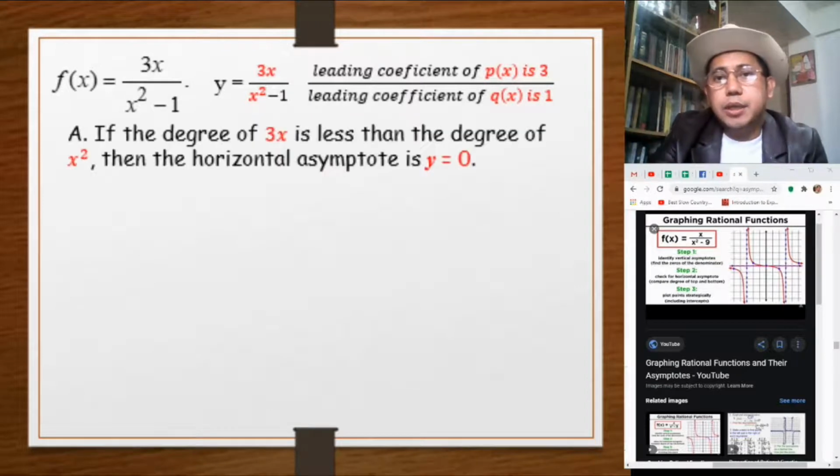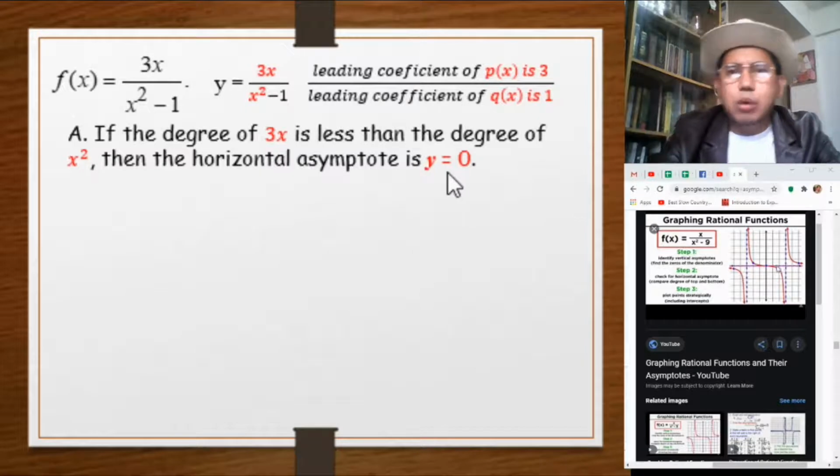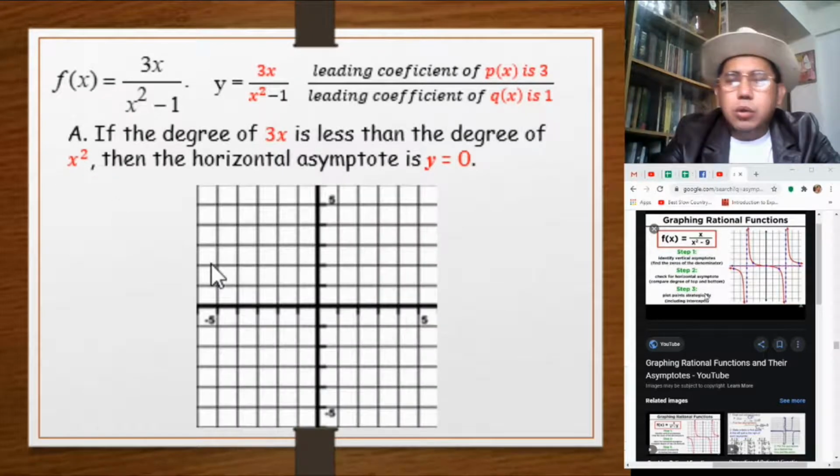If the degree of 3x is less than the degree of x raised to 2, the horizontal asymptote is located at y is equal to 0. Again, the horizontal asymptote is located at y is equal to 0. Why? Because the degree of 3x is less than the degree of x raised to 2, which is the q of x.